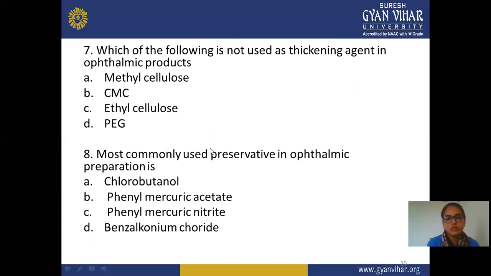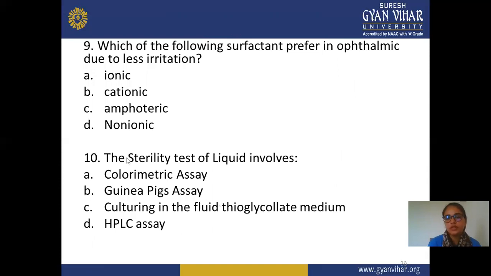And the eighth question: the most commonly used preservative in ophthalmic preparations is A chlorobutanol, B phenylmercuric acetate, C phenylmercuric nitrate, D benzalkonium chloride. In the ninth question, which of the following surfactants is preferred in ophthalmic preparations due to less irritation? A is anionic, B is cationic, C is amphoteric, D is non-ionic. In the last, tenth question, the sterility test of liquids involves A colorimetric assay, B enzymatic assay, C culturing in fluid thioglycolate medium, and D the FPLC method. So all are the 10 questions related to this topic.